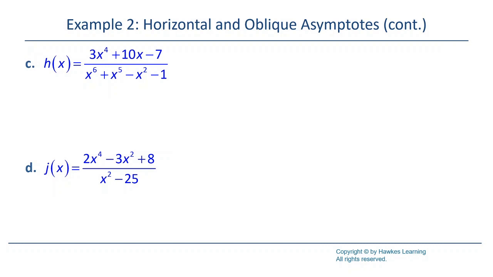Now, if you're wondering why I have both of these on the same page when the other two took a decent amount of work, notice these. So what's the highest power in the numerator? 4. What's the highest power in the denominator? 6. So that means we have n is actually less than m, and because of that, you have a horizontal asymptote that is simply y equals 0.